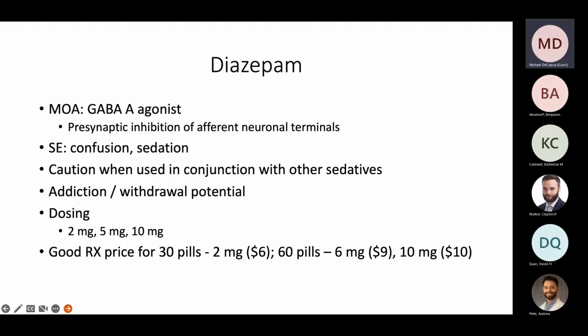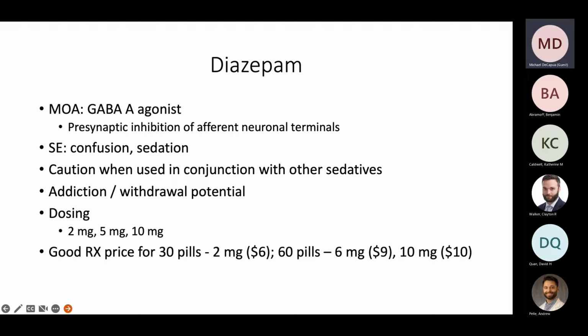Diazepam is a benzodiazepine, so a GABA A agonist, and we know that this is a medication that's not as commonly used. It does have some good effects for spasticity, but there are a good amount of side effects with chronic benzodiazepine use, including confusion, sedation.